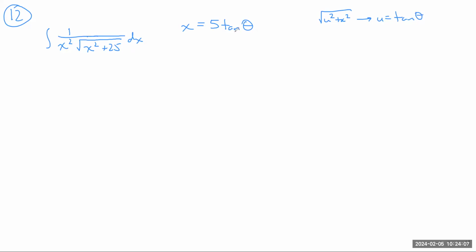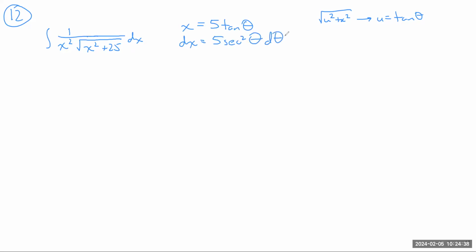Why the 5? Square root of 25 is fine. Remember, one of our primary goals here is we would love to get this binomial under the radical to be a single term, and then it's easier to deal with. If x is 5 tangent theta, what is dx? 5 secant squared theta d theta.